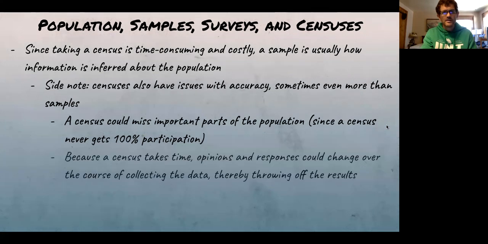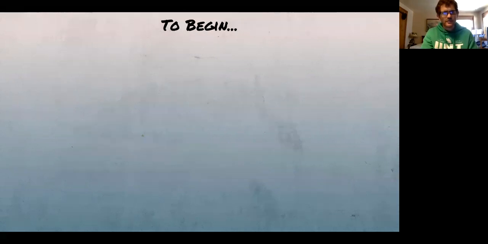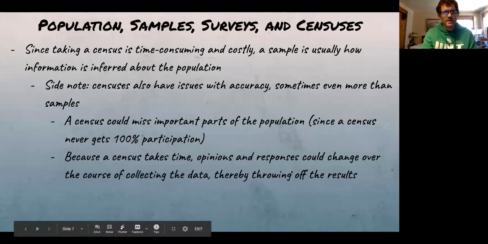And because it takes time, opinions and responses, like if it's for an opinion poll, could change over the course of trying to collect all the data. So it's not necessarily the most accurate. So samples frequently are actually more useful than censuses are.